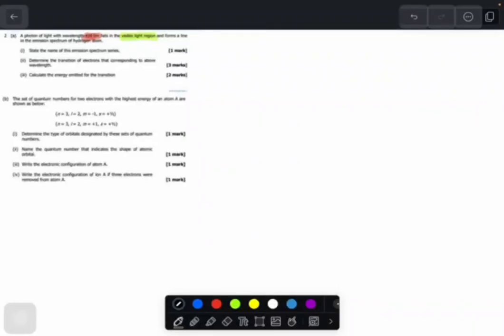Whenever they state in the question explicitly visible light region or ultraviolet light region, that means the first question is most definitely going to be the name of the emission spectrum series. The visible light region corresponds to only the Balmer series, all the ultraviolet light falls in the Lyman series, and infrared is the Paschen series. So whenever they say visible light region, it's definitely Balmer series. So the answer for the first question is Balmer series.